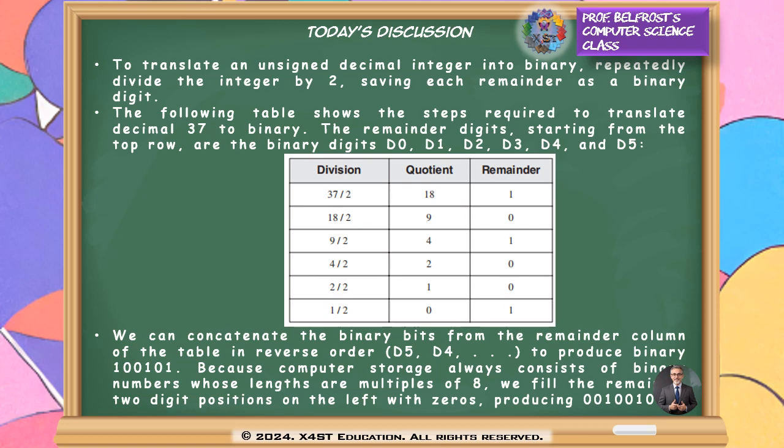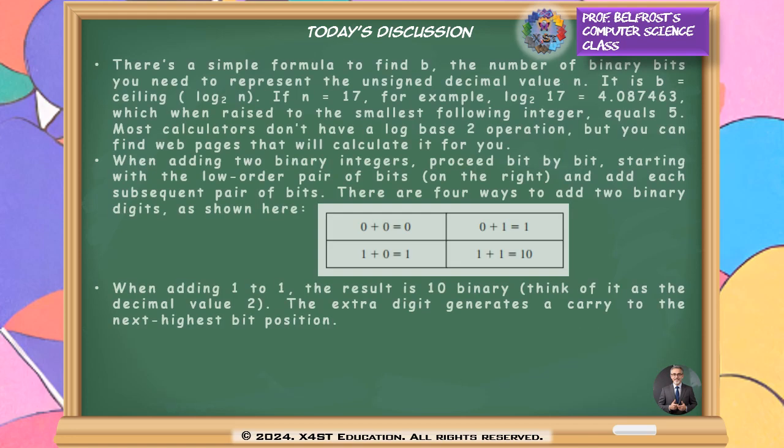Because computer storage always consists of binary numbers whose lengths are multiples of 8, we can fill the remaining digit positions on the left with 0. But this is not a must. If you want to do that, I'm very glad. There's a simple formula actually to find how many binary bits you need to represent the unsigned decimal value n.